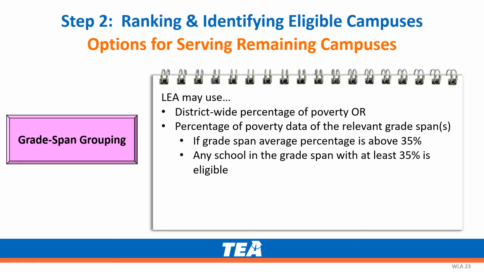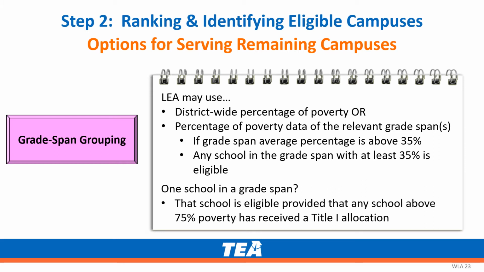The following examples will show how an LEA determines eligibility on a grade span basis for its campuses with a poverty percentage of 75% or below that are in a grade span with more than one school. If there is only one school in a grade span, that school is eligible for Title I funds, provided that any school above 75% poverty has received a Title I allocation.